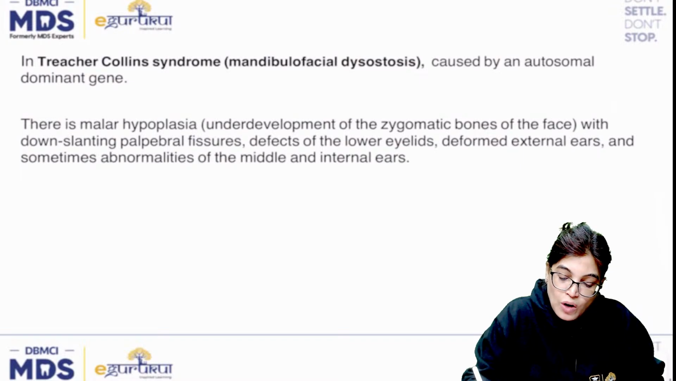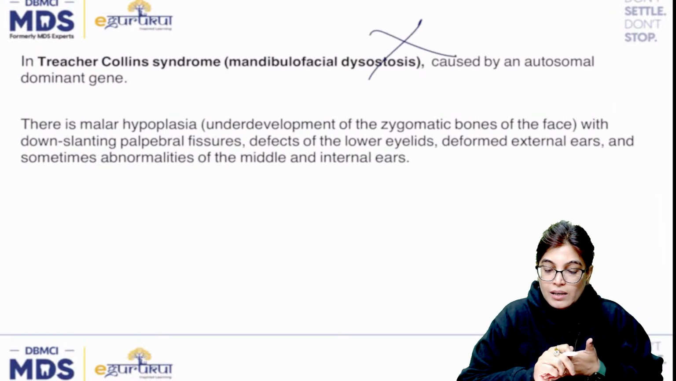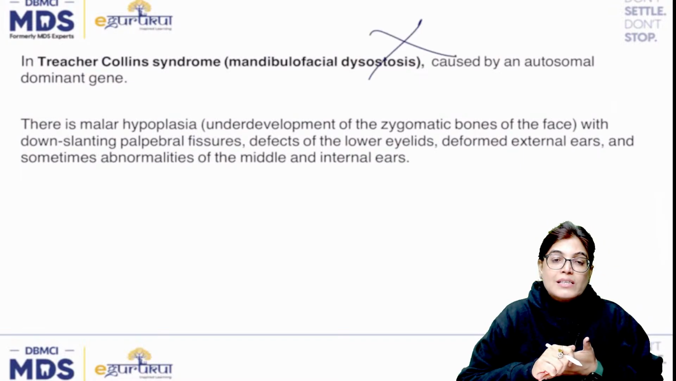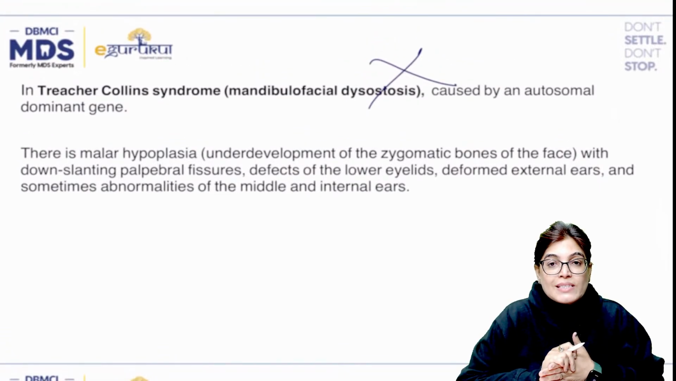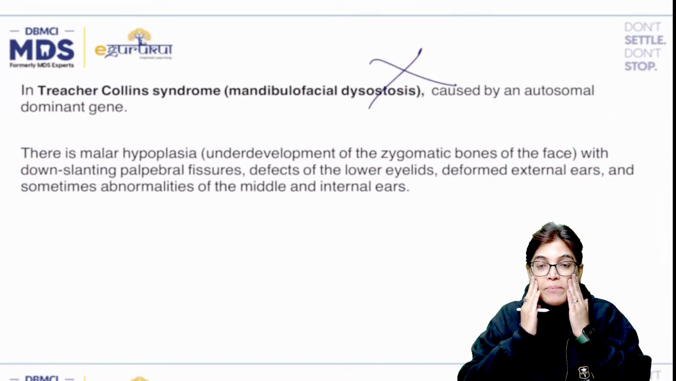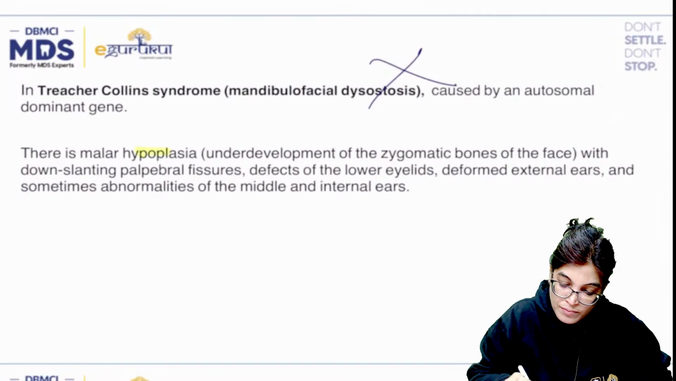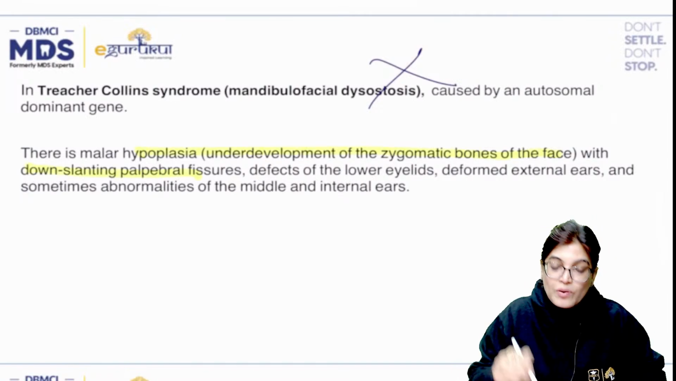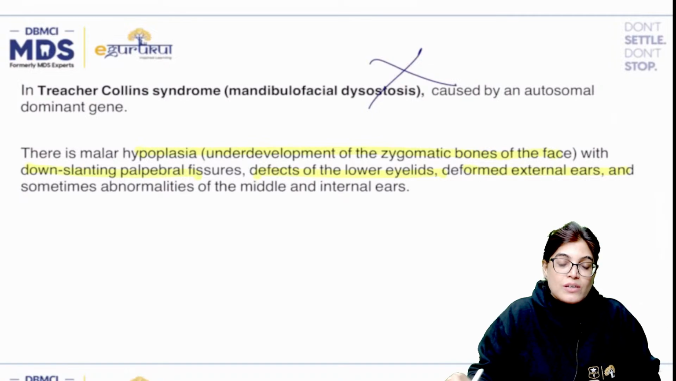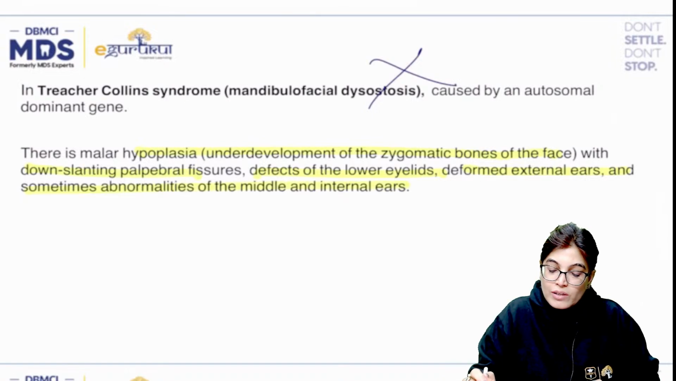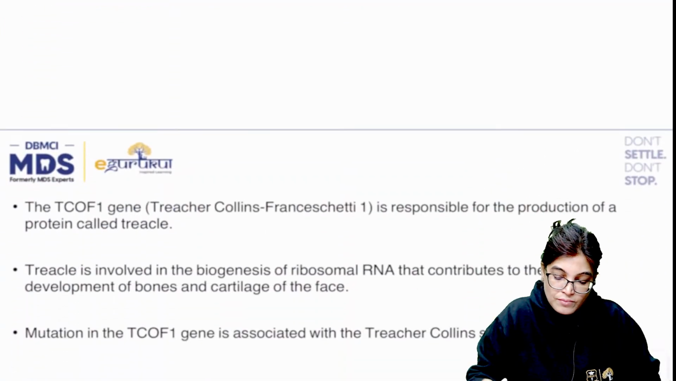So if I am talking about mandibulofacial dystosis, this is caused by an autosomal dominant gene. The defects seen are underdevelopment of the zygomatic bone, the cheekbone, and downward slanting palpebral fissure. There is a defect in the lower eyelid. There are also deformities of the external ear and also deformities of the middle and internal ears.